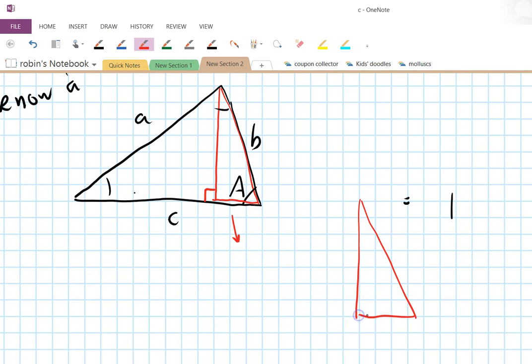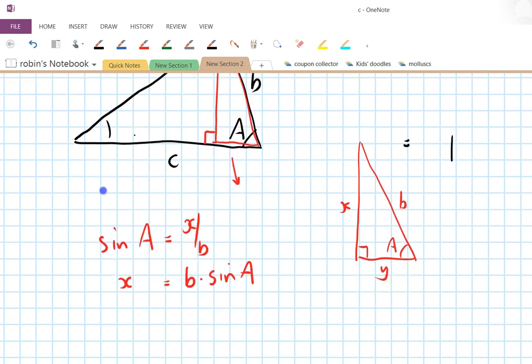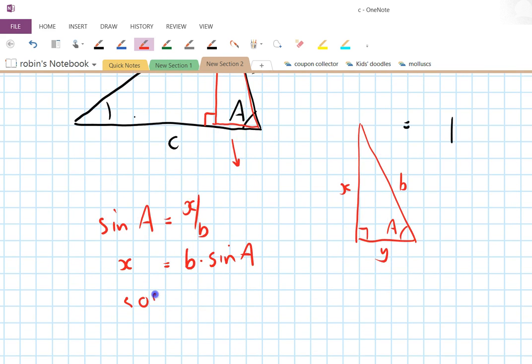We've got this here, that's a nice right angle, that's angle A in there, that's side B. So we know that sine A equals, I'm going to call that one X, and I'm going to call that Y. So sine A equals X over B, so that tells us that X equals B times sine A. We also know that cos A equals Y over B, so Y equals B times cos A.